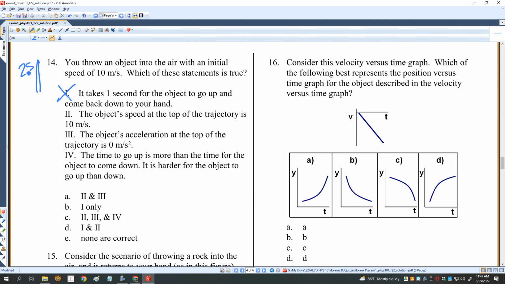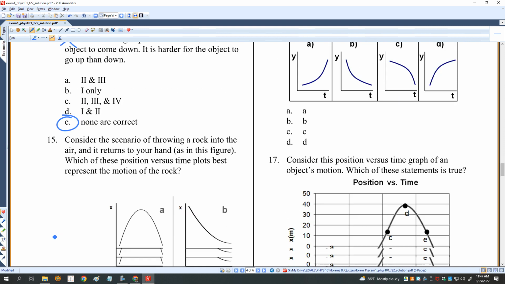The object's speed at the top of the trajectory is 10 meters per second. No, it's 0 meters per second. The acceleration is not 0. The acceleration is equal to minus 10, and the time to go up is equal to the time to come down. So that's not true either, so none are correct.